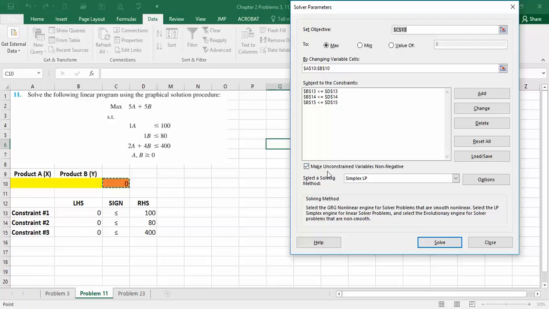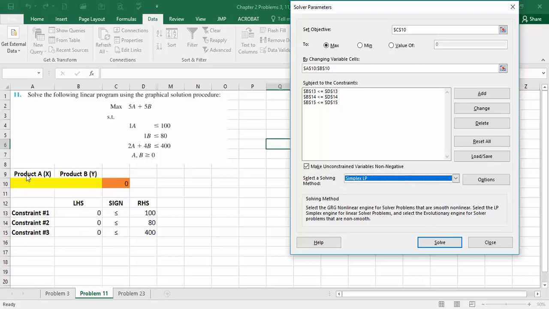Okay. Right here, see how it says make unconstrained variables non-negative? Well, you could actually go ahead and include another one here, but I don't want to confuse you, which is right here saying everything has to be higher or equals than 0. Another thing, we're always going to be using this class, simplex LP. We're not going to be using the other two. So please make sure simplex LP is chosen here and you're going to do OK.